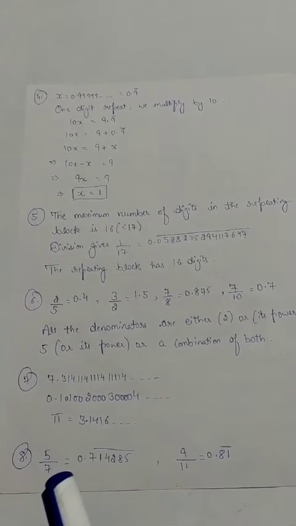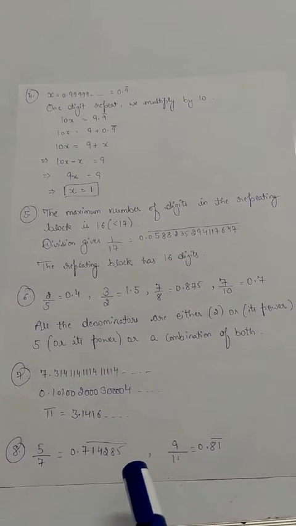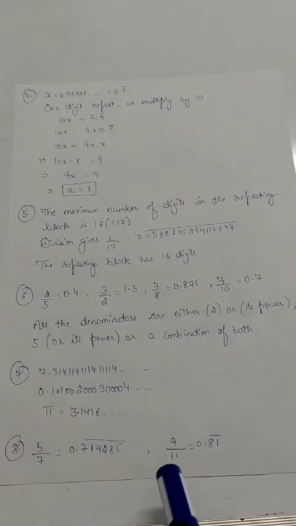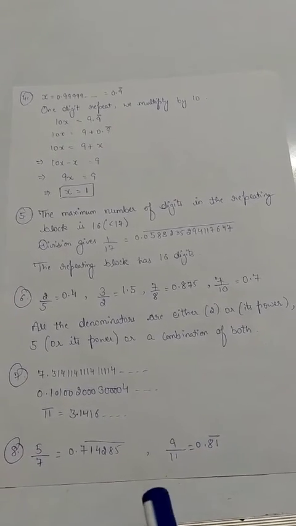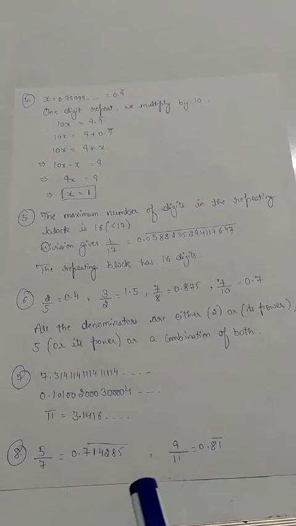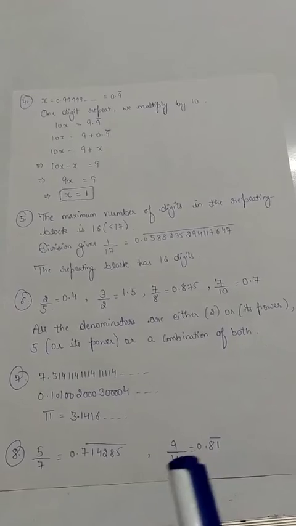The eighth sum is 5 upon 7 equal to 0.714285 and 9 upon 11 equal to 0.81. So there are infinitely many rational numbers between these numbers. Just take the numbers in between these numbers written by bar. So this is our answer.